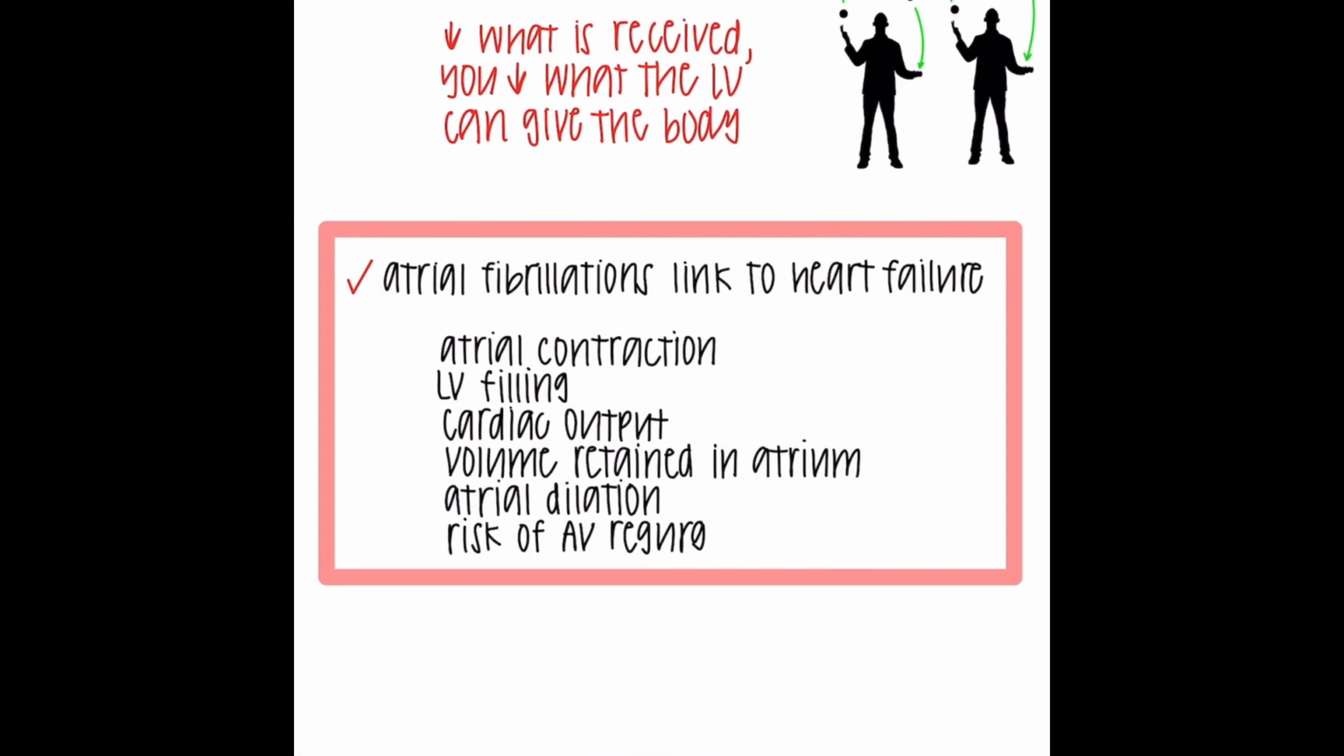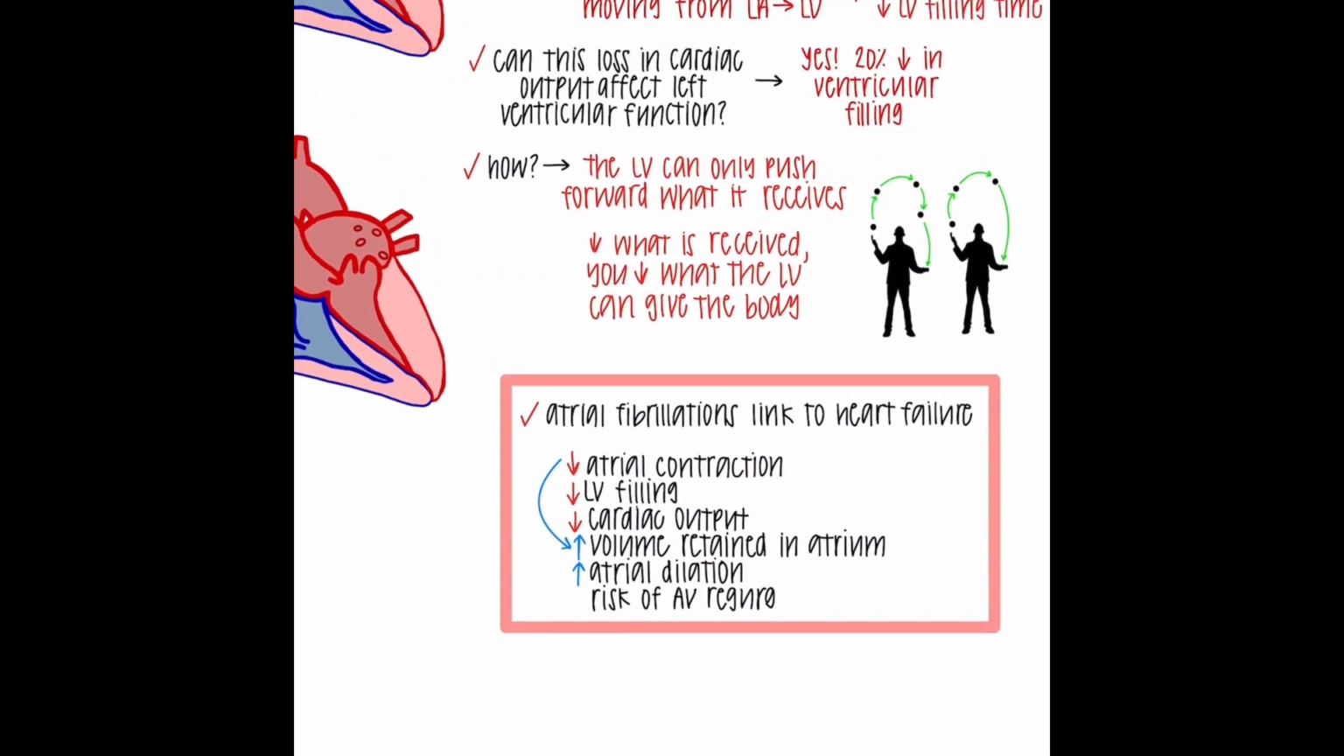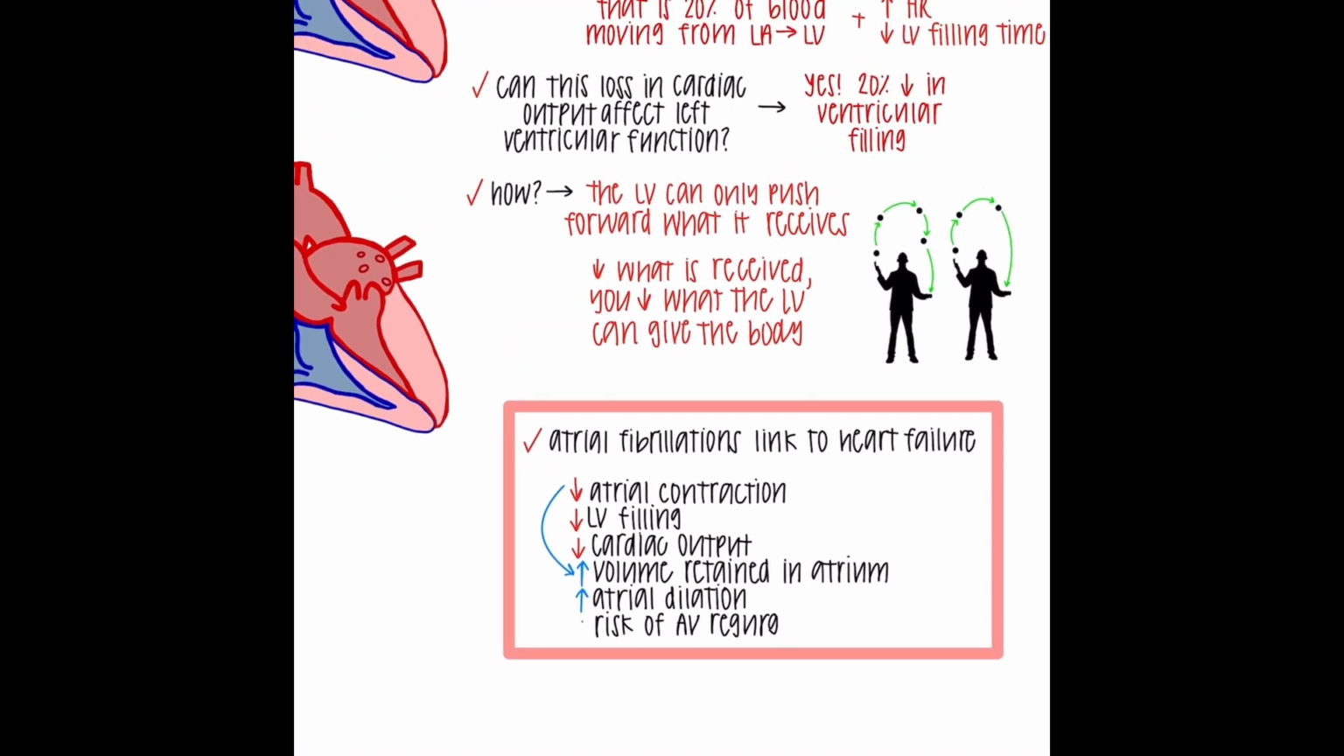In summary, in AFib's link to heart failure, some things that you are going to see include decreased atrial contraction, decreased LV filling, and decreased cardiac output. That reduction in atrial contraction really contributes to the increased volume retained in the atrium, increasing atrial dilation, which increases the risk of AV regurg, which are your mitral or tricuspid valves, and that reduction in cardiac output might be the cause of your fatigue symptoms.